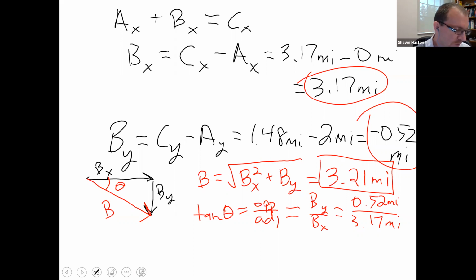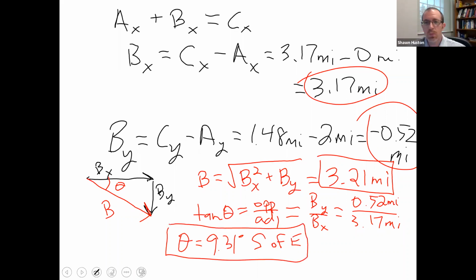All right. So when we figure out what theta is, we figure out theta by taking the inverse tangent of both sides. We get theta is equal to 9.31 degrees. And then what's the direction? Well, I'm pointed east, but I have to go a little bit south of east. So it's 9.31 degrees south of east. So there's our direction, and there's the answer for the problem. 3.21 miles and 9.31 degrees south of east is how far we have to walk.